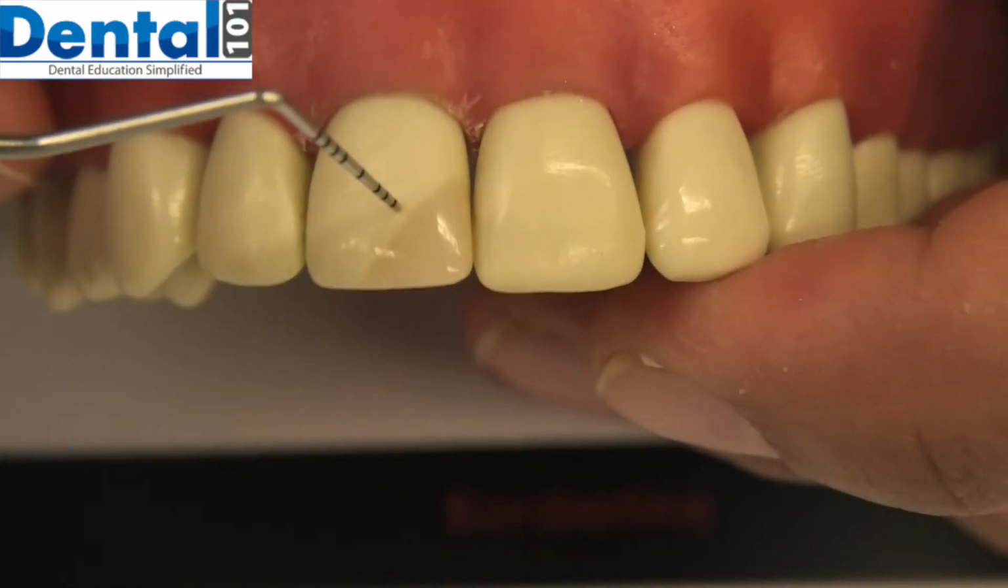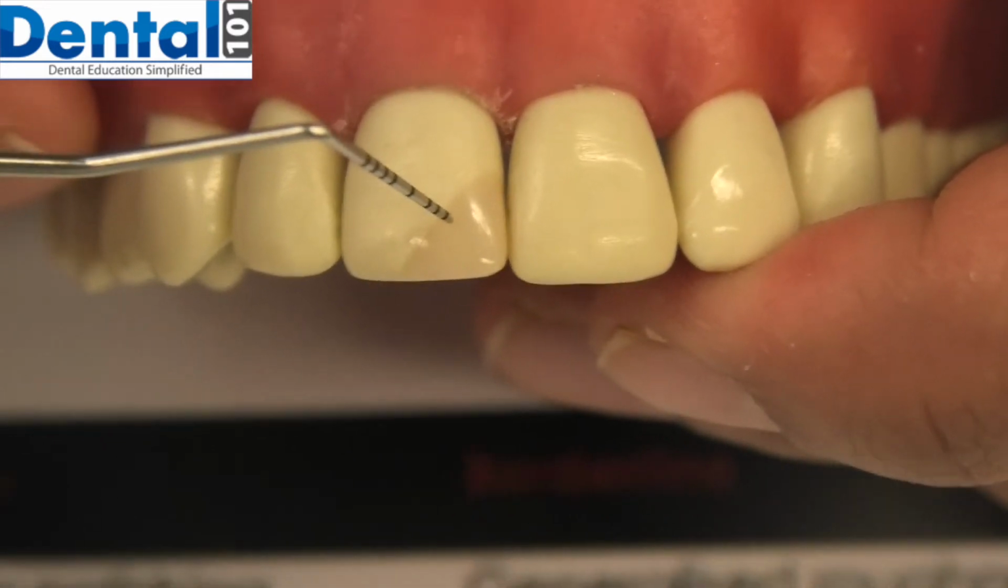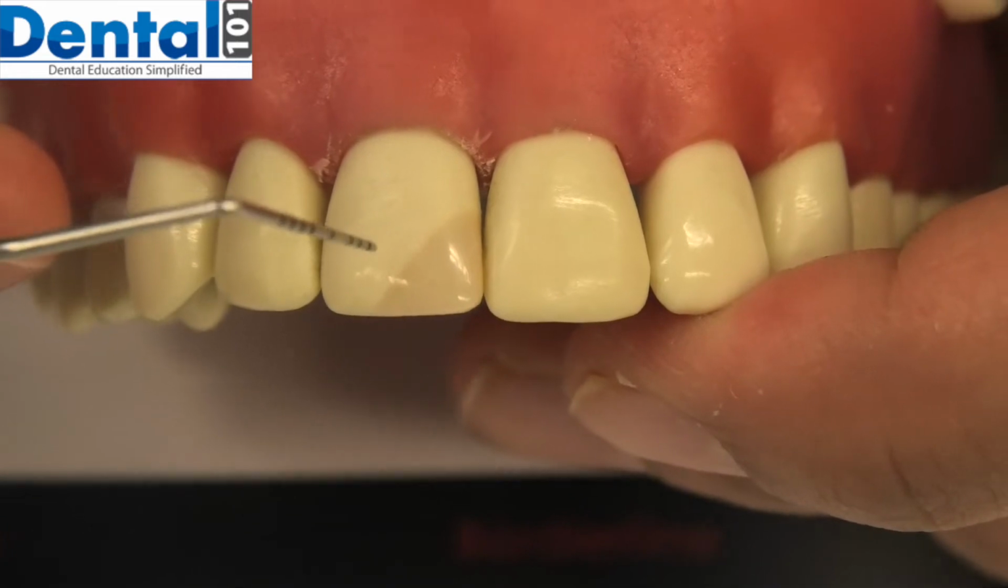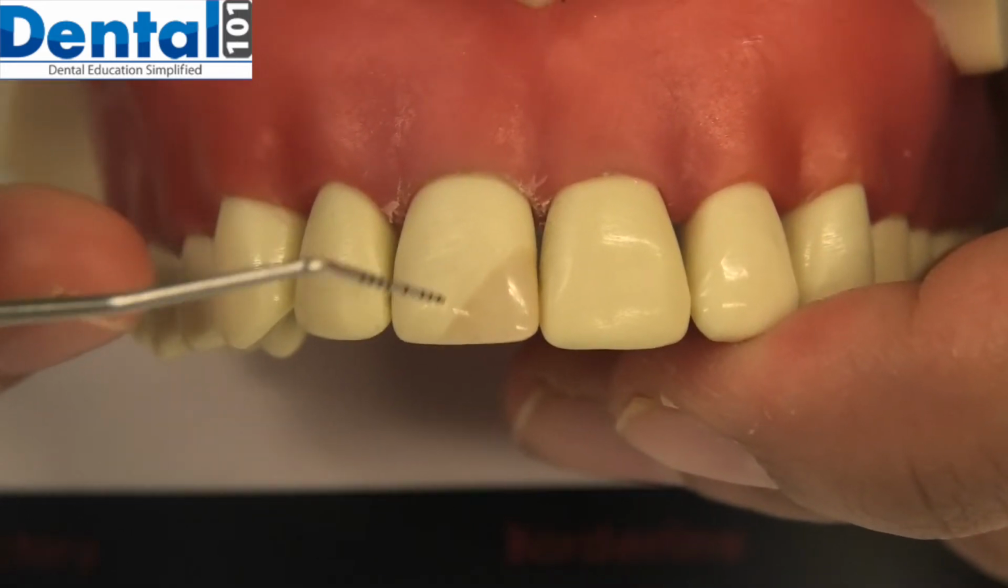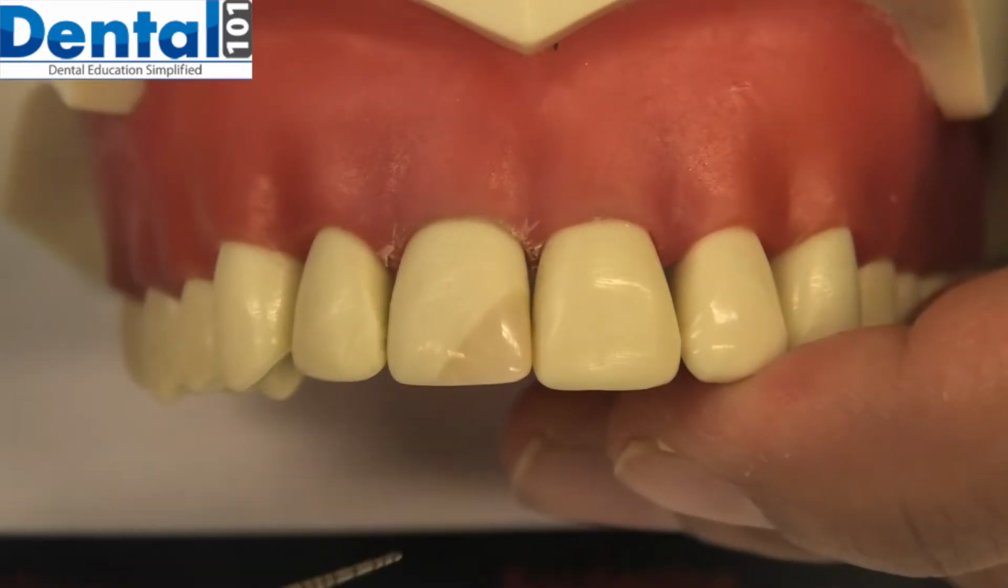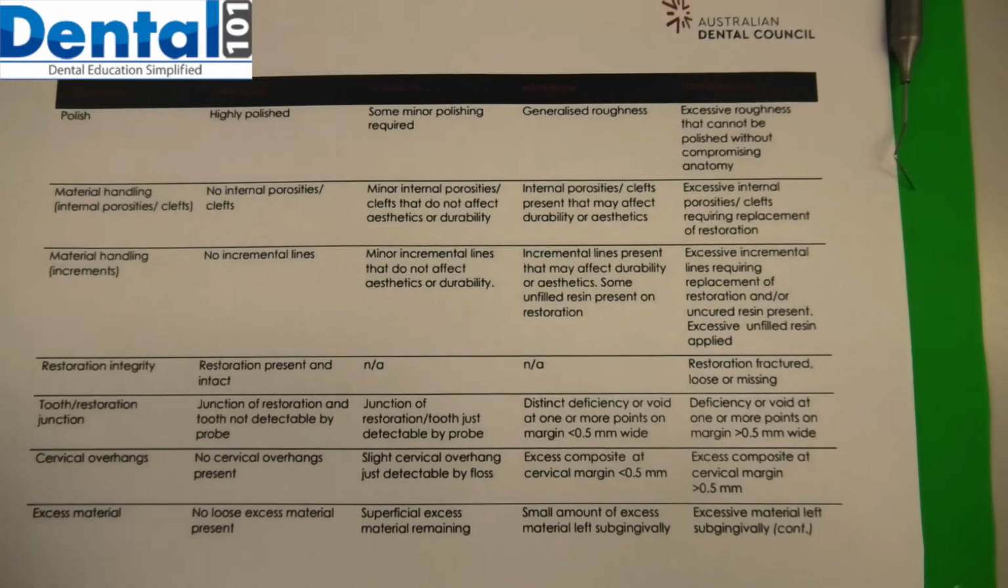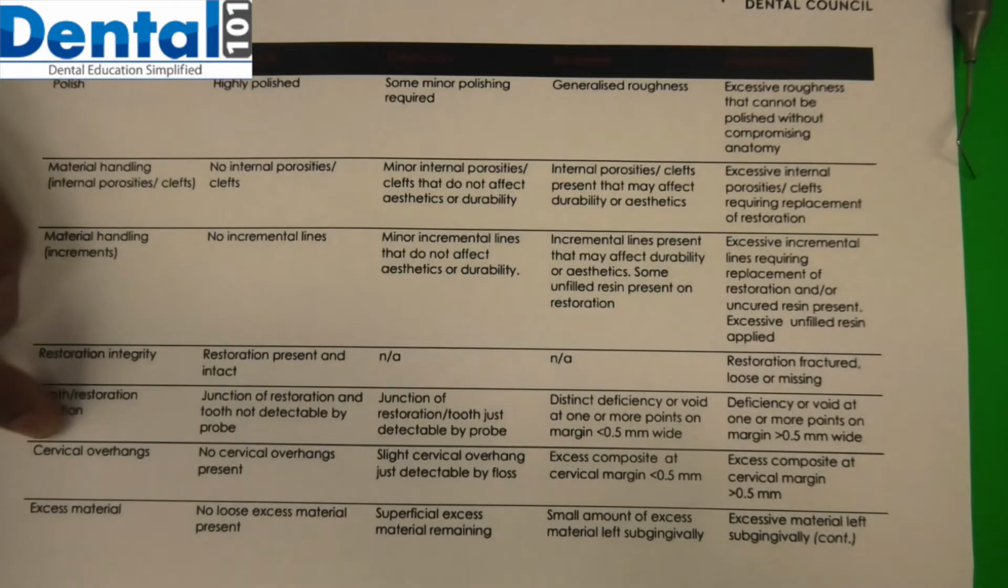If there was a deficiency or void which can be measured with the probe, which will be less than 0.5 mm, then it comes under borderline, and if it is more than 0.5 mm, then it comes under unsatisfactory. Okay, so now we move to the next point, which is cervical overhangs.